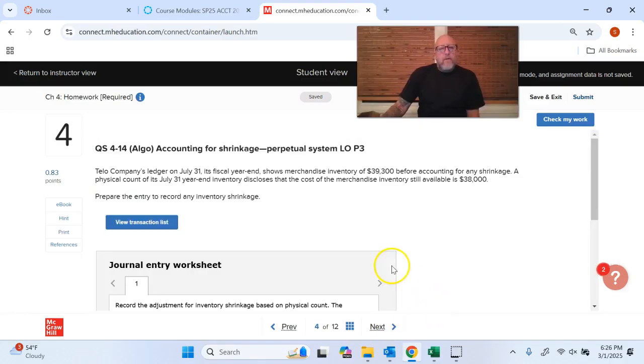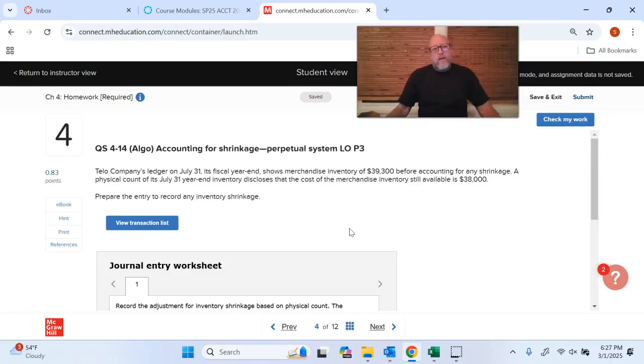Question 4. The company's ledger on July 31st, its fiscal year end, shows merchandise inventory of 39,300 before accounting for any shrinkage. A physical count at its July 31st year end discloses that the cost of the merchandise inventory still available is 38,000. So again, our books and records show 39,300, but our physical count shows 38,000. So I think we have to lower the accounting records to reflect the physical.